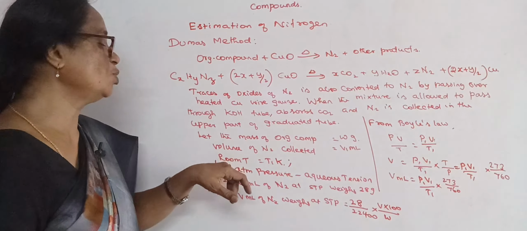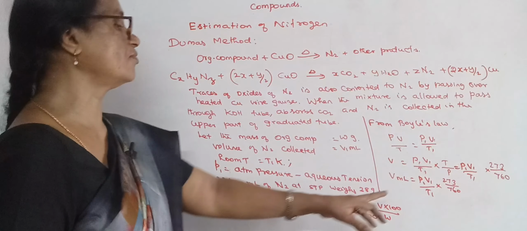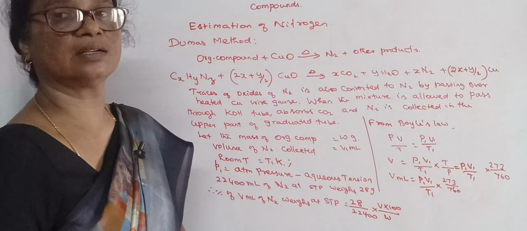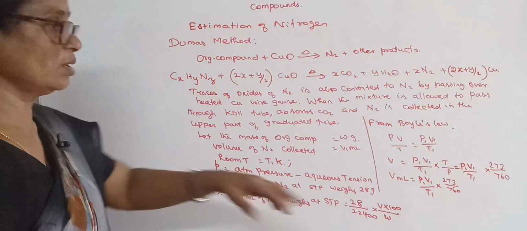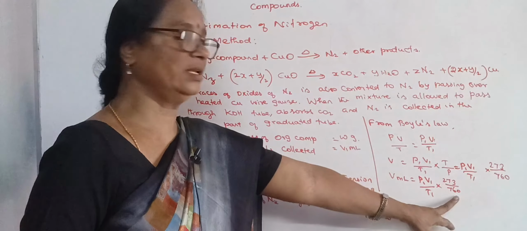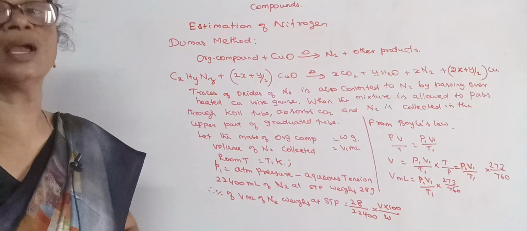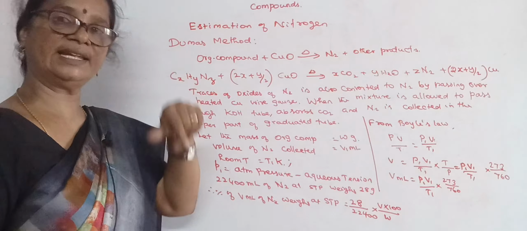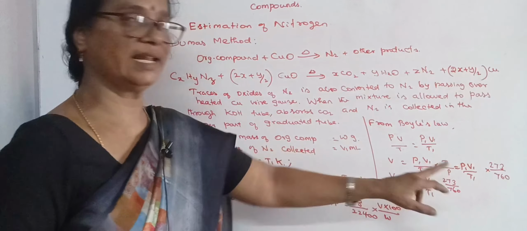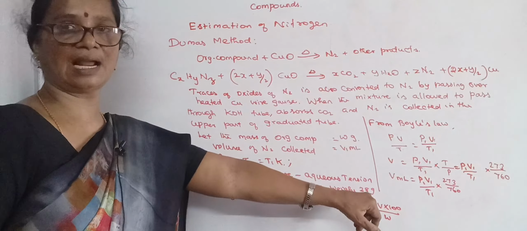Now, I have the room temperature equal to T1 Kelvin. So, I got the values of P1, T1, everything. Now substitute. I know 760 millimeter of mercury I have taken. When the pressure is 760 millimeter, the volume of nitrogen will be 22,400 ml. 22,400 ml of nitrogen weighs about 28 gram.